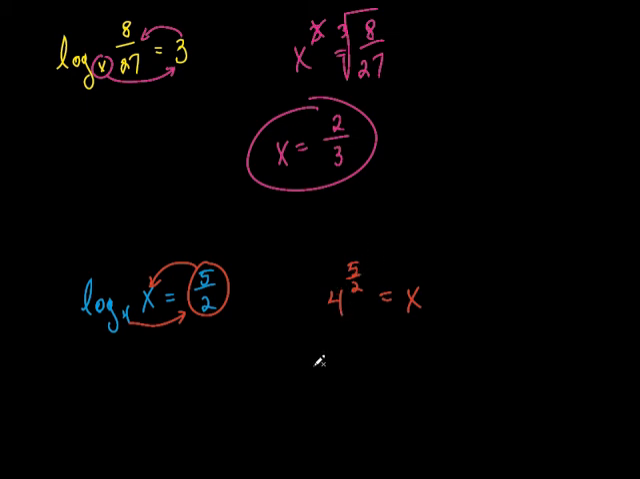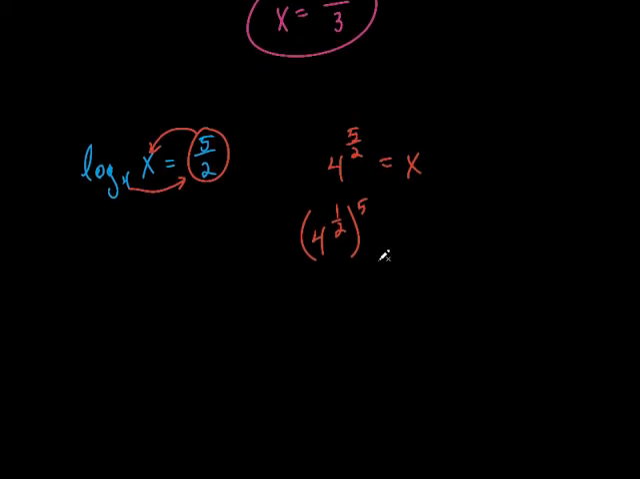We're going to break this up. Not into the 5 over 2 power, but we're going to go 4 to the what first? To the 1/2. Always go 4 to the 1 over the denominator, then take that and take it to which power? To the 5th. Good. And that's what it's going to equal x.